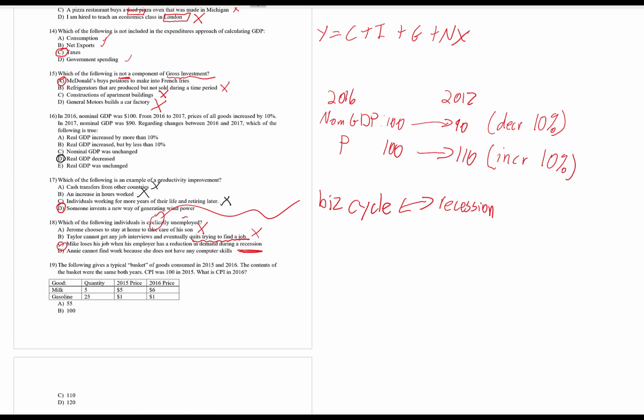And for D, because Annie doesn't have computer skills, that means she does not have the necessary skills for the job market. So that is what we call structural unemployment. Her skills and abilities do not match what the market is looking for. So she counts as unemployed, but she is structurally unemployed, not cyclically unemployed.